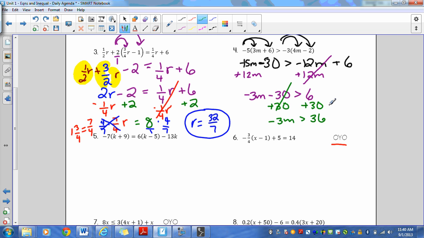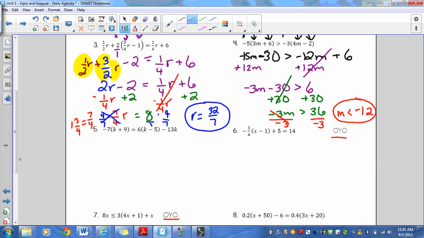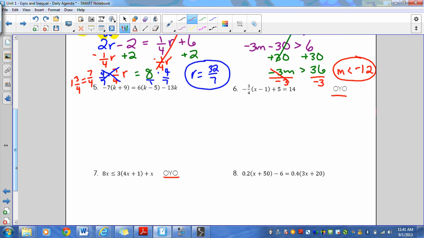Now, this is the part you always forget on me. When you divide by a negative with an inequality, the symbol has to flip. So the answer is actually m is less than negative 12. That is the tricky part about inequalities, is when you multiply or divide by a negative, the symbol flips. So 3 gave us one solution. 4 gave us more than one solution, but not infinite, just anything less than negative 12. And 2 gave us an infinite number of solutions. So you have kind of a grab bag here of all these different kinds of things that satisfy the equations or the inequalities. Some more distributing here.